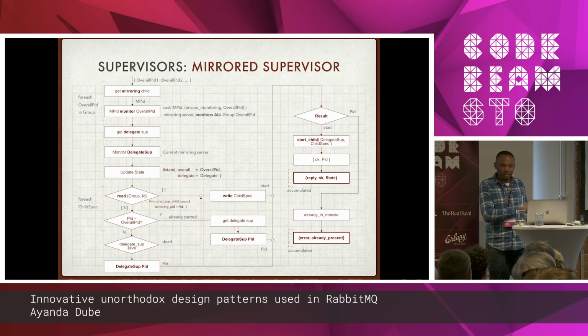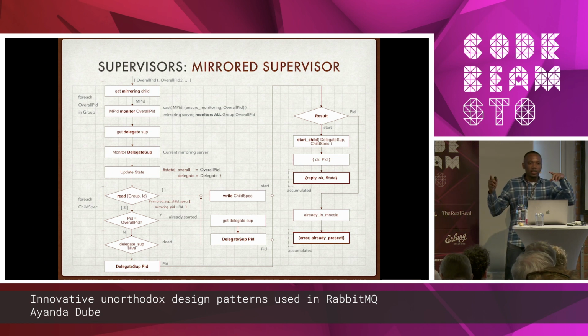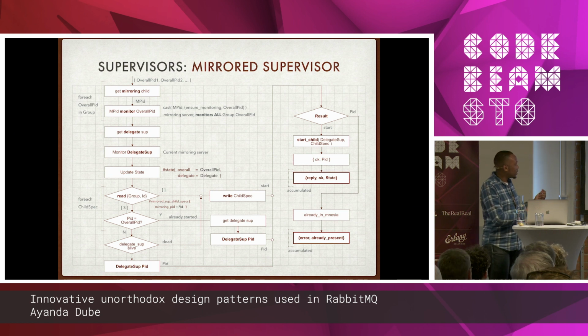So this is quite critical to the functioning of the mirrored supervisor, in that all the mirroring PIDs need to monitor all the overall PIDs. And that's how restarting on another node will work. So if one overall PID terminates, that down message will be captured on another node. And that's how it will restart the child specs in Amnesia.